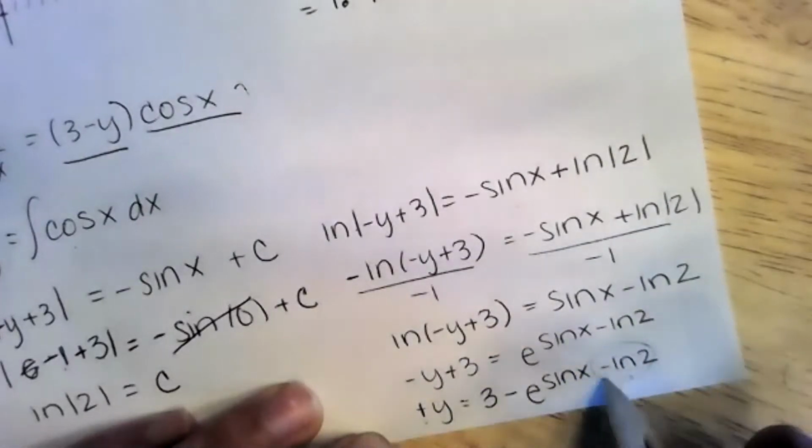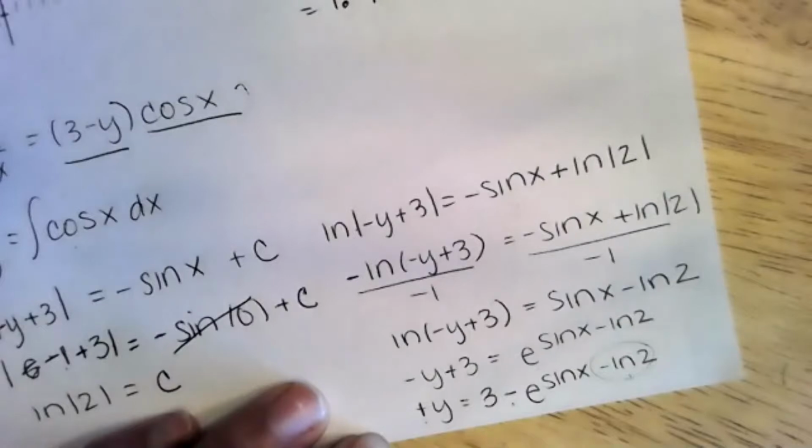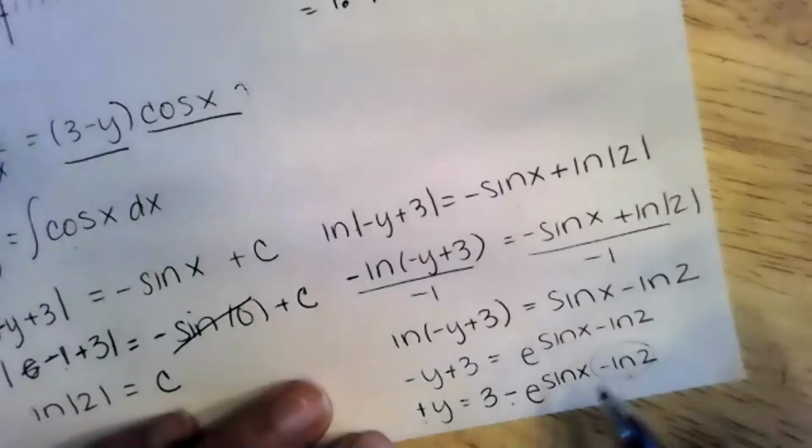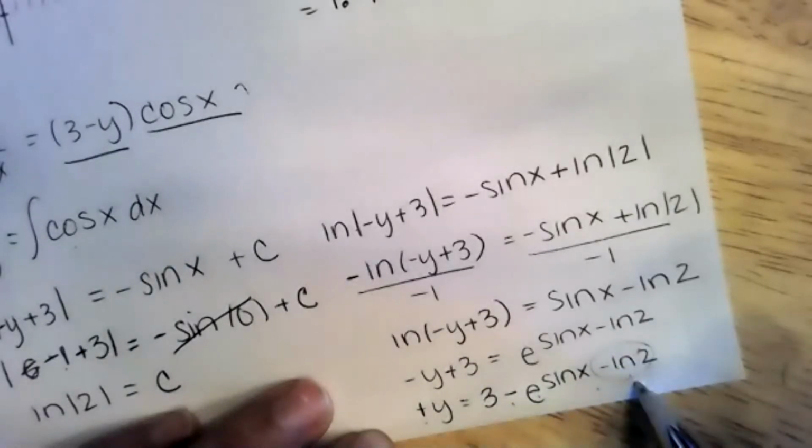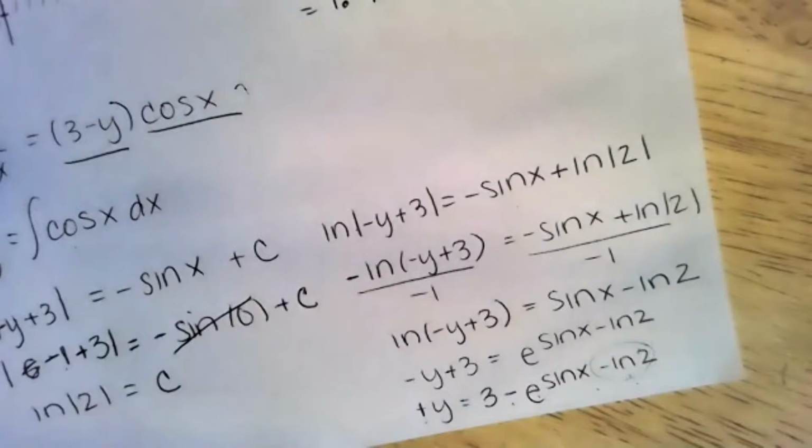And again, you could bring that down in front if you would like. When you bring it down, that's really like e to the sine x times e to the negative ln of 2. So the negatives and the ln's and the e's are all going to cancel out. Otherwise, there you have it.